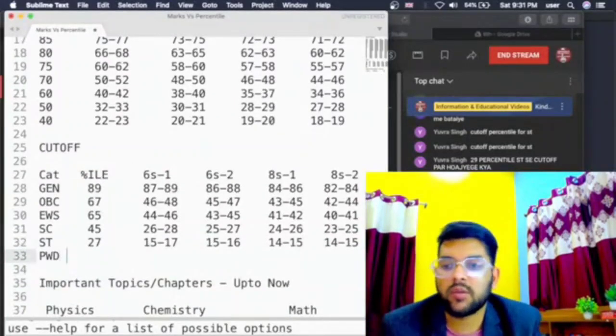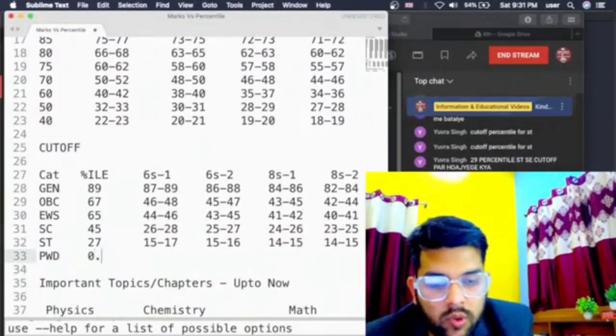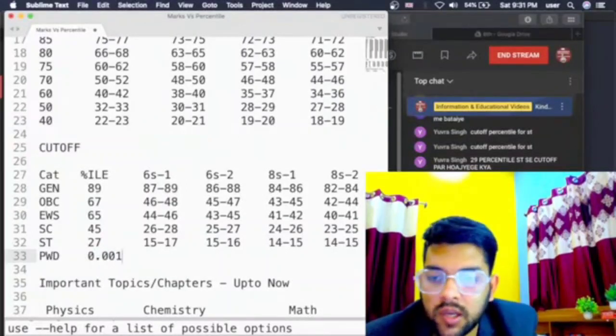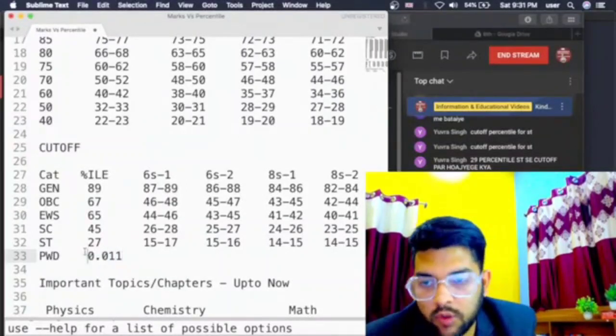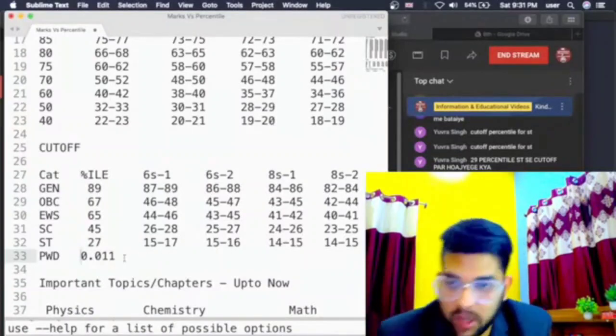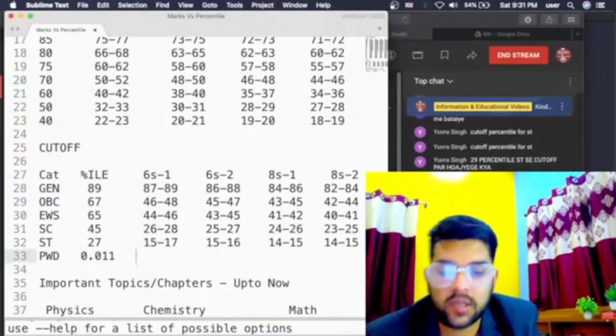Now coming to PWD, there is only 0.001 percentile. What 1 percentile? So now you can think how much marks you need to have. Just need to reach the center.